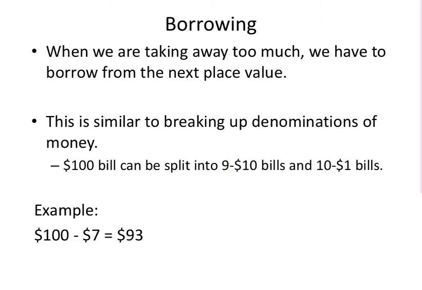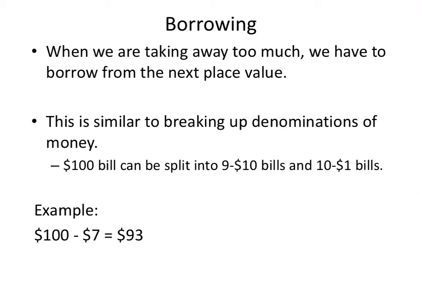So when we're taking away too much, meaning that second value, if it's too much, then we have to borrow from the next place value, okay? And again, maybe I'm relating this too much to money. But again, I like to think about it in terms of money. I don't know why, but my brain just clicks that way.